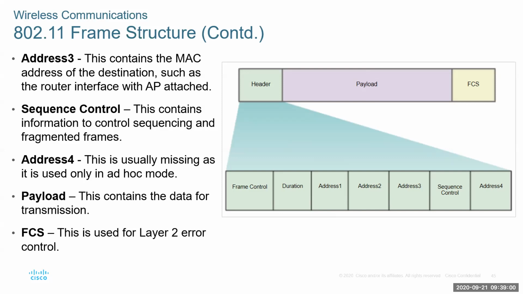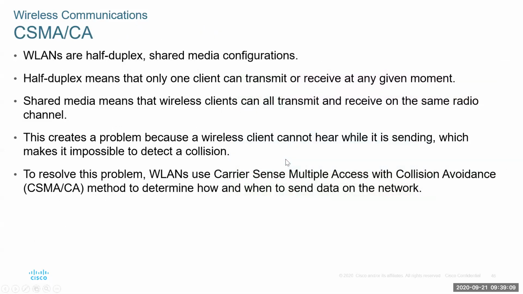And so this contains the data for the transmission. This is your payload up here. And then your frame check sequence, this is going to be used for layer 2 error control. Let's see, they're talking about CSMA and CA.